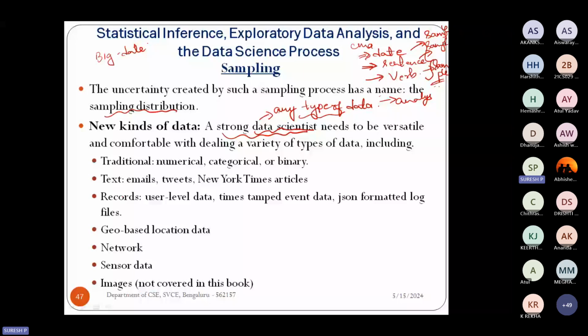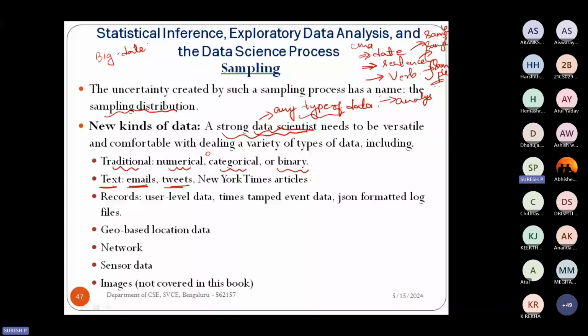If you make use of the traditional data, it is nothing but numerical data, categorical data, or it may be binary data. These are the data we traditionally use with respect to numbers. If you take text, text is used in emails, in tweets, in New York Times articles, and when you are writing articles. So this particular data is used in these places.